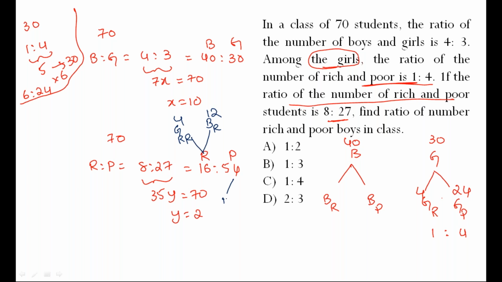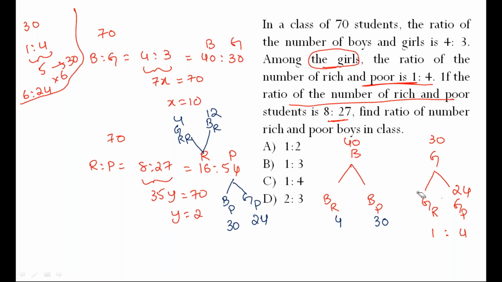Now among this, how many boys are poor? How many girls are poor? Girls poor is 24. How many boys are poor is 40. Okay, now this is what you came to know, 4 and 30. Fine, now we have to find the number of rich and poor boys in the class. One second, I think we did some mistake somewhere, right? 16 and 54, anyhow 70.